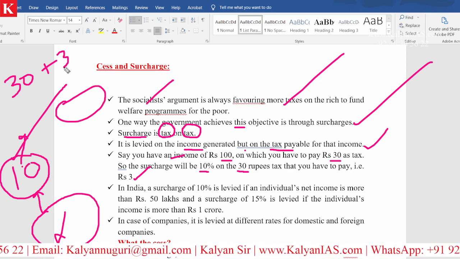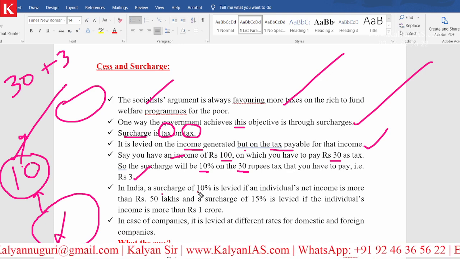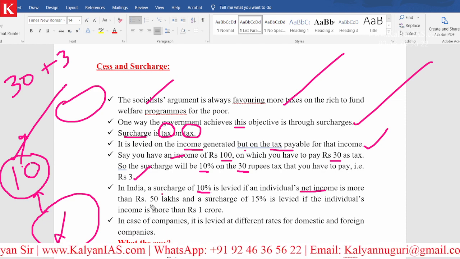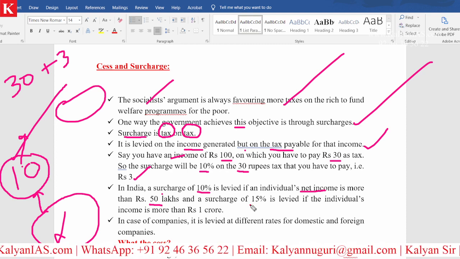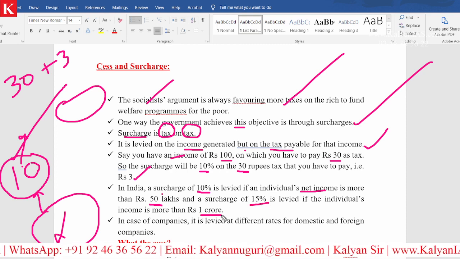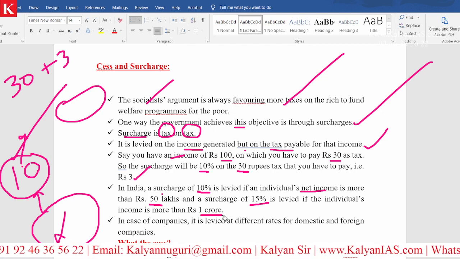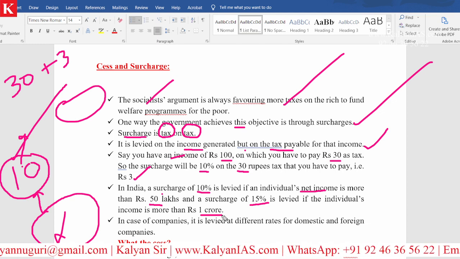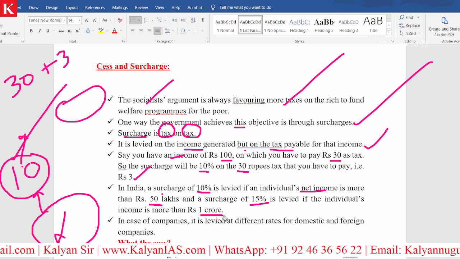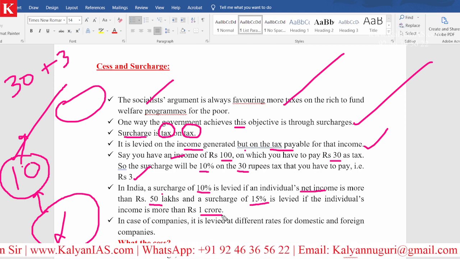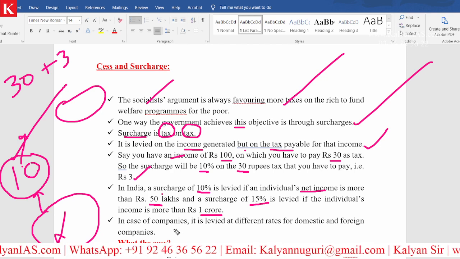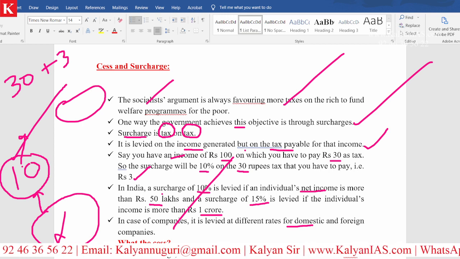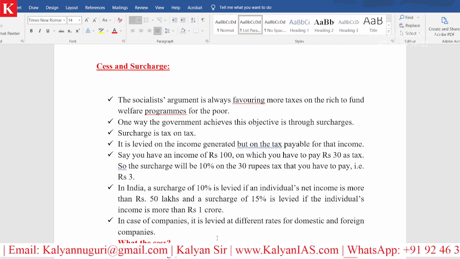Am I clear? In India, a surcharge of 10% is levied if an individual's net income is more than 50 lakhs, and the surcharge will be 15% if it is more than 1 crore. Clear? So the person who is earning more than a crore obviously has to pay more surcharge. Very important. And when it comes to companies, it will vary, from domestic companies to foreign companies. Am I clear?